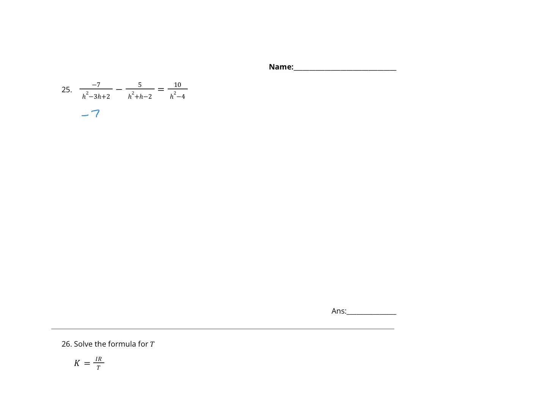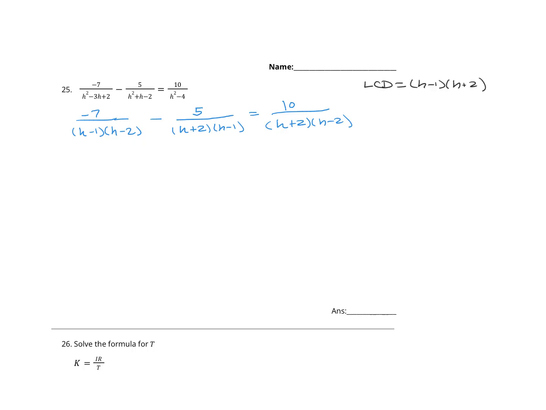So it factors as negative 7, and then down below, that's going to be an h minus 1 and an h minus 2. In the middle term, I got a 5 upstairs. That's going to factor into an h plus 2 and an h minus 1. And then on the right-hand side, that's the difference of squares, h plus 2, h minus 2. Now I'm going to build that LCD. And the first term requires those two there, h minus 1, h plus 2. The second term has the h plus 2 already there.